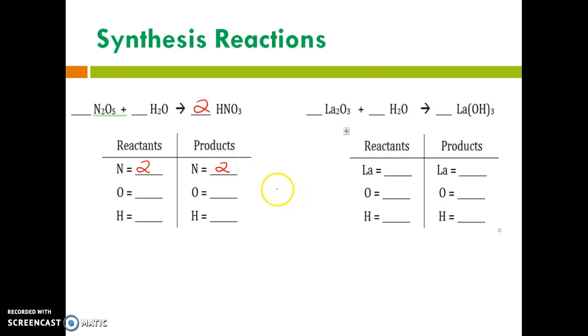Now we can look to the oxygens and hydrogens. There are 2 hydrogens on the product side, and there are 2 on the reactant side. So those are balanced. And if we did everything right, the last element remaining should be balanced. There are 6 oxygens on the product side, and be careful, there are 5 here, plus 1 is 6. That reaction is balanced.